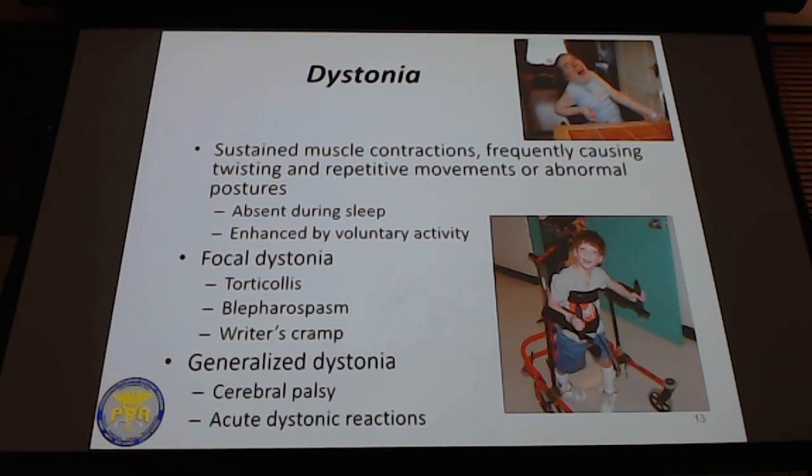So you can get, by definition, sustained muscle contractions, frequently causing twisting, repetitive movements, or abnormal posture. It can be secondary to absence of sleep. It can be enhanced with voluntary activity. And you can have focal or generalized. So focal dystonia you may have experienced, right? Torticollis, anybody know what torticollis is? Like a crick in your neck, right?